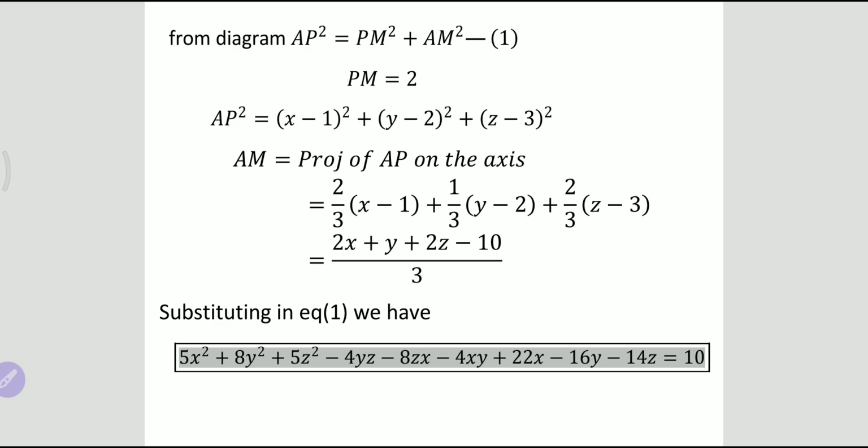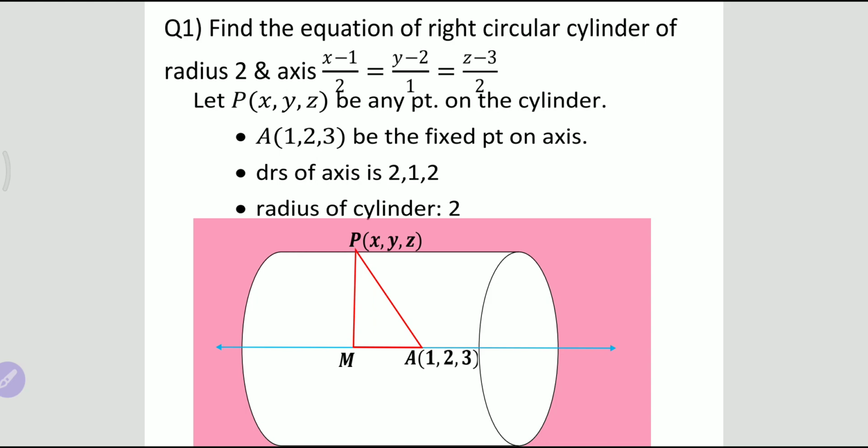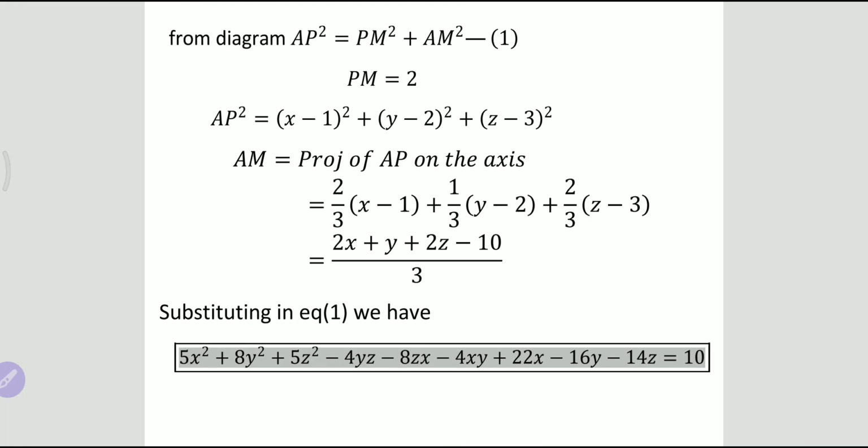So we know that AP square is equal to PM square plus AM square, by Pythagoras theorem. PM is given, PM is equal to 2, because we know that the radius of the cylinder is 2. Now how are we going to find AP square? We know the coordinates of A and we know the coordinates of P, so by using the distance formula we find AP. When you take the square, the square root is removed and AP square is equal to (x minus 1) square plus (y minus 2) square plus (z minus 3) square. This is by the distance formula. Okay. Now this is a very important thing, AM, that you are supposed to remember.